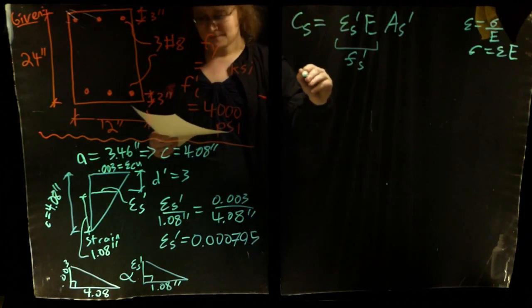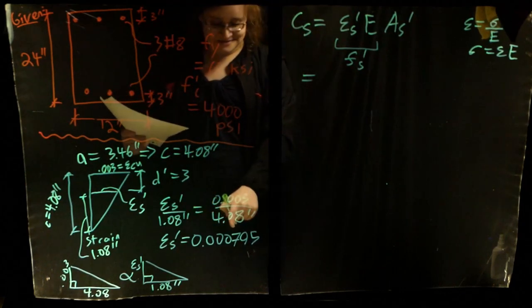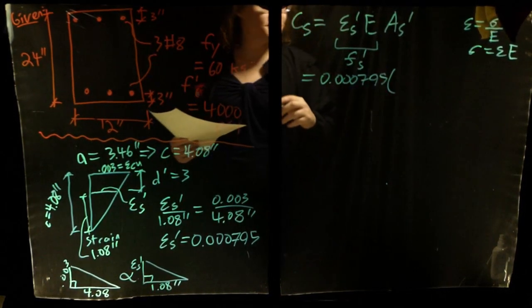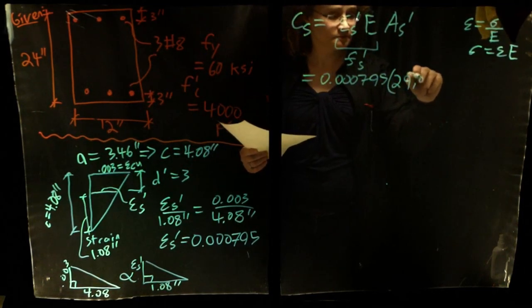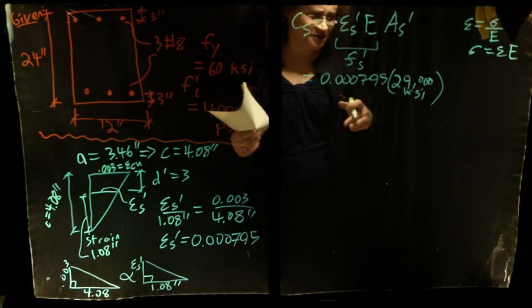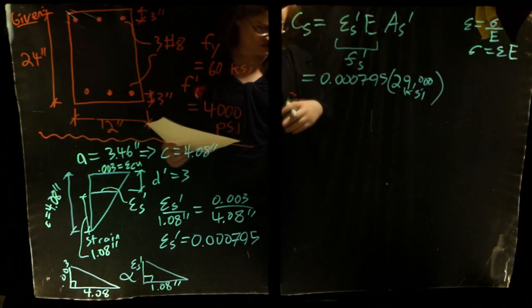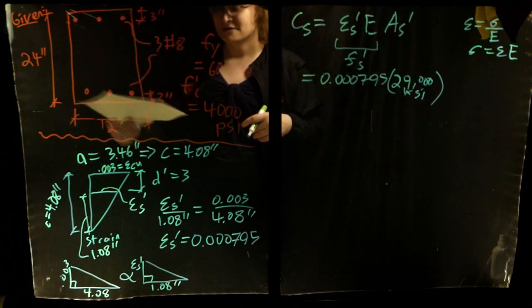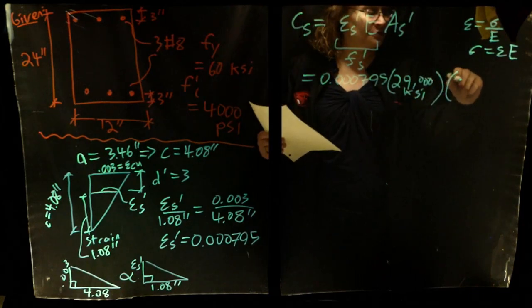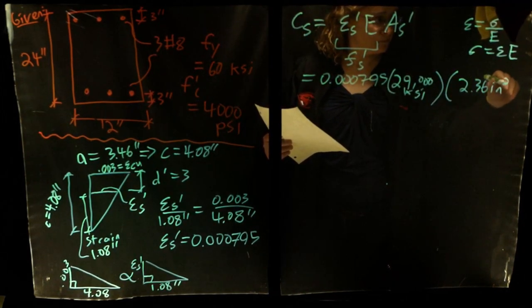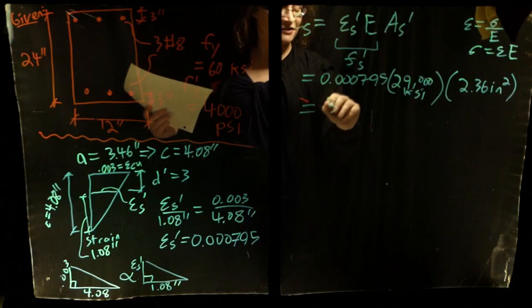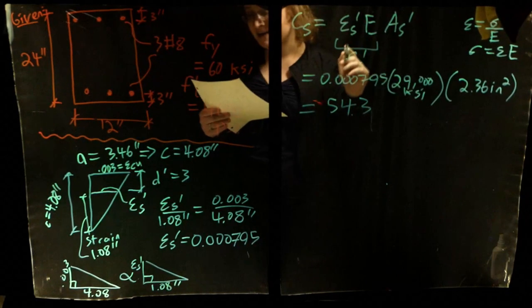So let's go ahead and do that. We have our strain of 0.000795 times E, our elastic modulus of 29,000 KSI. Good old kips per square inch. And for epsilon steel prime, this is a bit of an unusual case where we have the same amount of compression as tension reinforcement. So again, not typical, but this is for illustration purposes. We have the same area, and that was 2.36 inches squared. And if I multiply that all out and enter that into my calculator correctly, I get a C sub S of 54.3 kips.